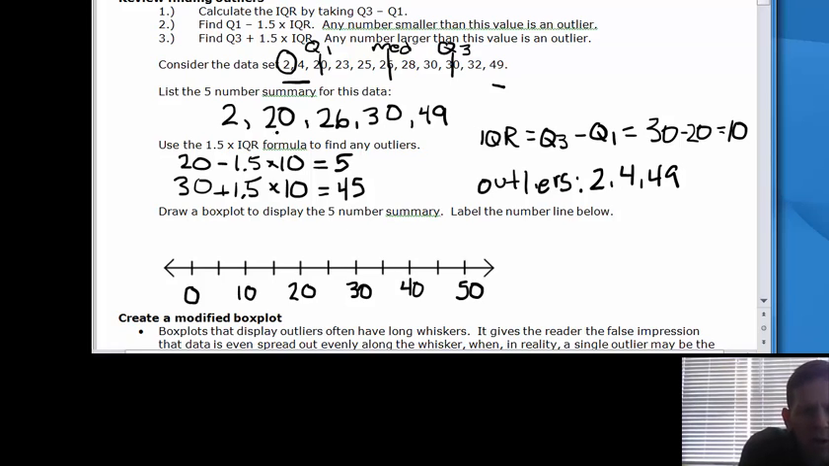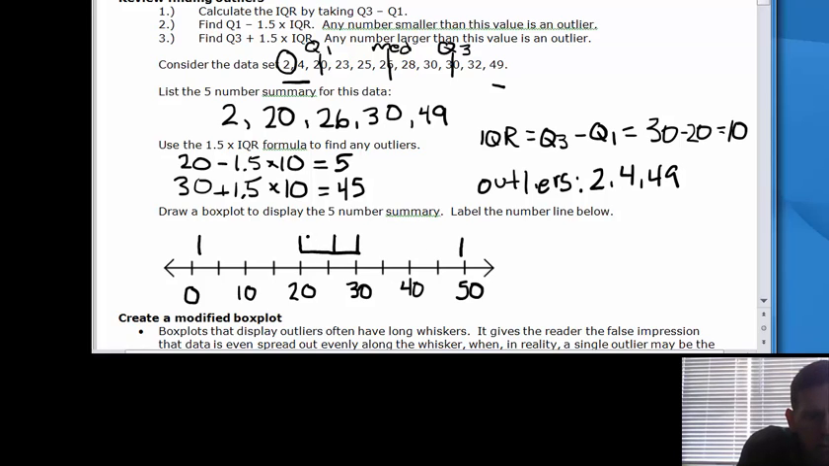So the 5 number summary are going to be these vertical lines that we're going to draw on our box plot. We're going to draw a vertical line at about 2, should be about there. Right at 20, there's our Q1. Our median at 26, a little bit past 25. 30, which is where our Q3 is located. And 49, which is where our maximum is.